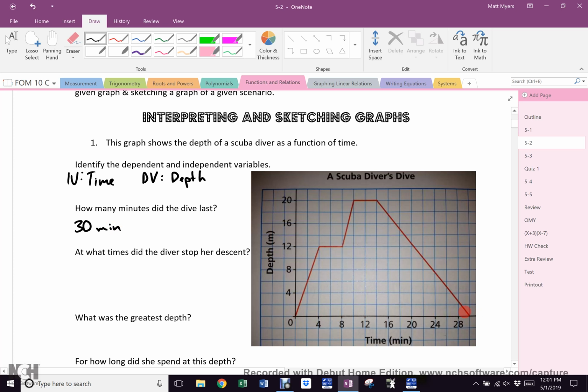At what times did she stop her descent? Nathan. 4 to 8 and 10 to 14. Thank you. Then she starts her ascent, but she stops her descent only in those points. What lets you know that these are the right answers?